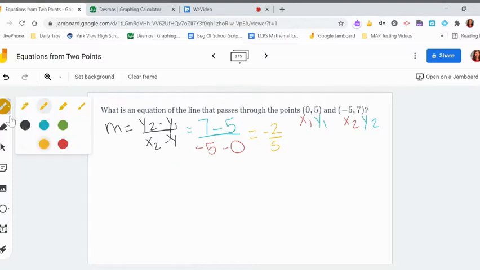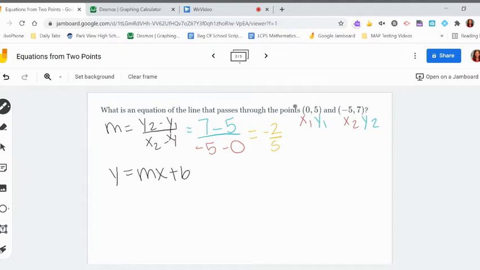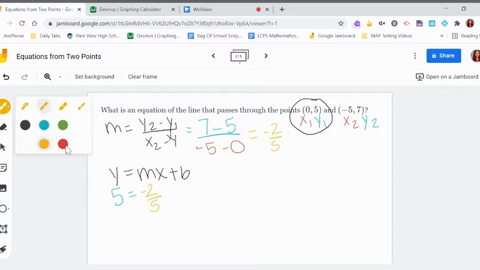All right. Now I'm going to substitute in for slope-intercept form. Here's my y equals. I need to pick one point. I'll just pick this one. I usually just pick the first one. It does not matter. So I'm going to say 5 equals, my m here I just got is negative 2/5, my x is 0, and then I have plus b. I don't know what my b is.